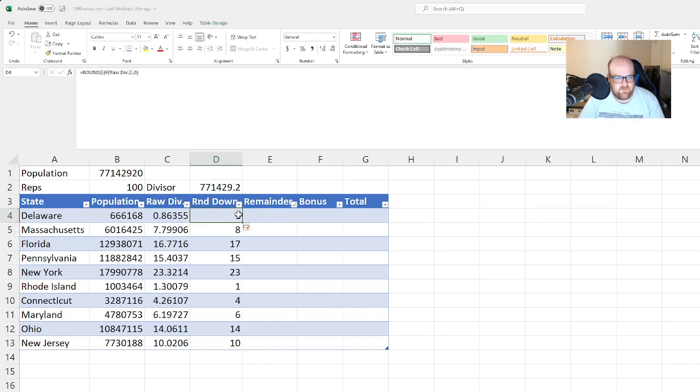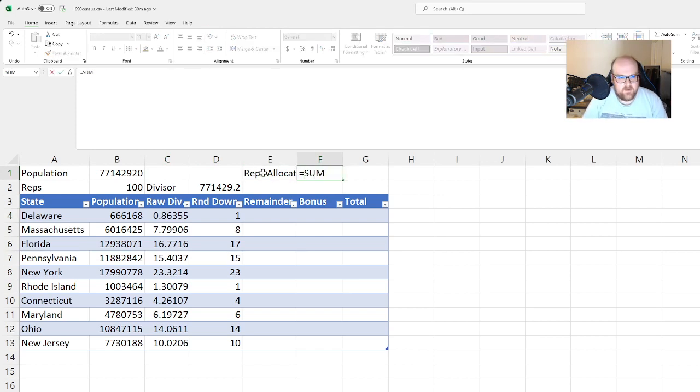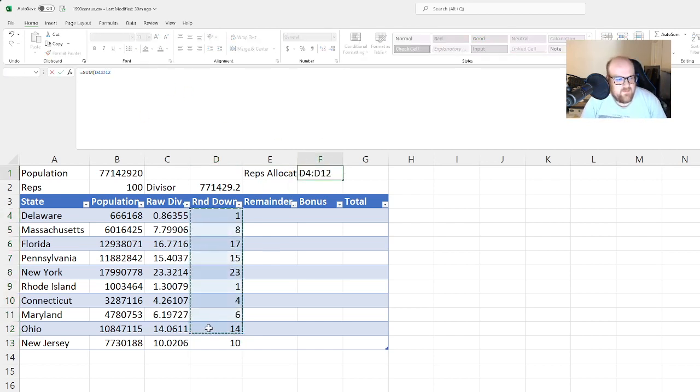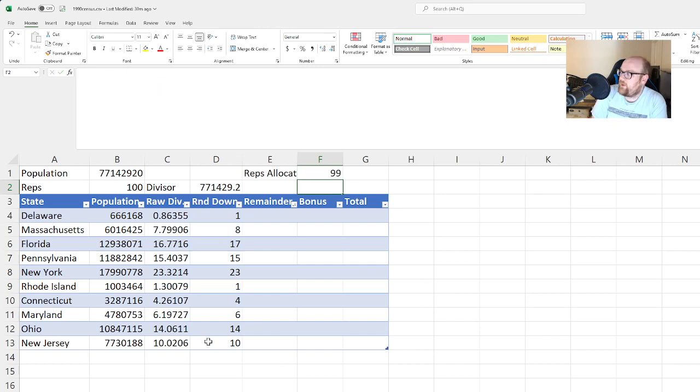The problem with rounding this number is if I take the sum of this, so I'm going to call this how many reps allocated, you'll see that it ends up actually not being 100. Hang on. It ends up being 99. And this is something that can happen when you do rounding, when you're trying to do apportionment. In fact, it happens very frequently that you will not end up with the same number that is your total number.